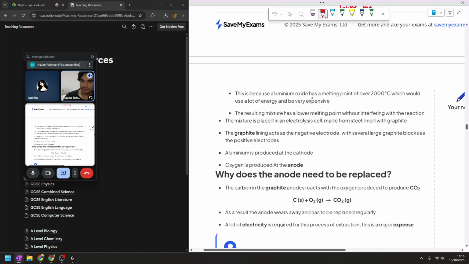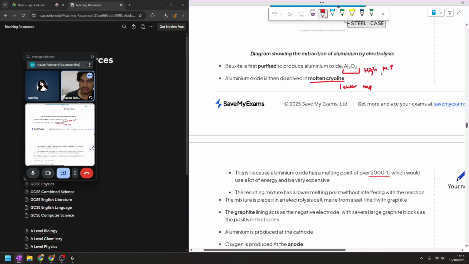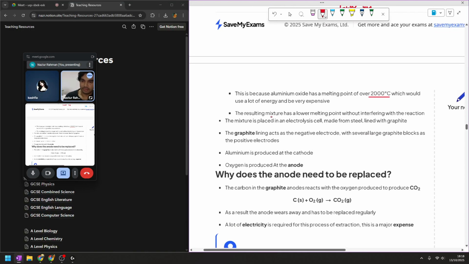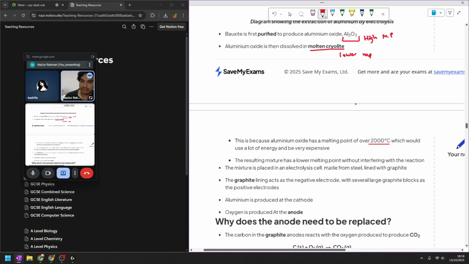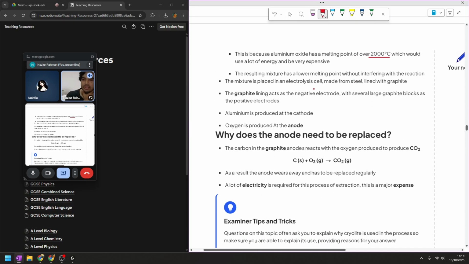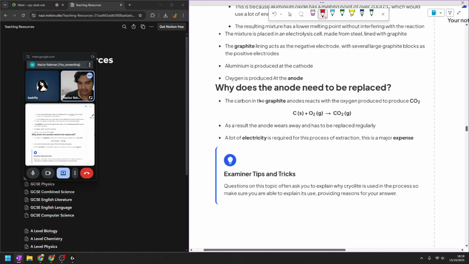This is because aluminium oxide has a melting point of over 2000 degrees Celsius, which would use a lot of energy and be very expensive. If we mix it into molten cryolite, the mixture has a lower melting point without interfering with the reaction, so we can melt it more easily. Then the mixture is put into an electrolysis cell made from steel lined with graphite. The graphite lining acts as the negative electrode, with several large graphite blocks acting as the positive electrode.